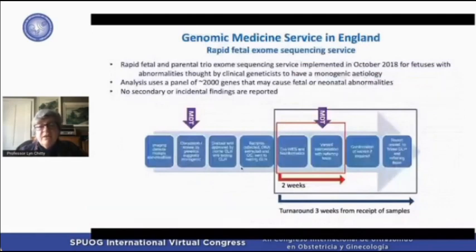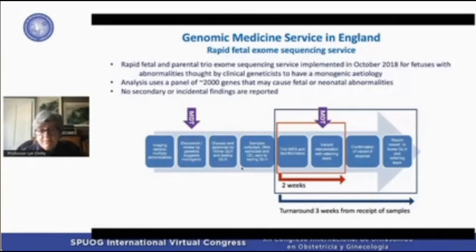However, nonetheless, in the Genomic Medicine Service in England, we have implemented a rapid fetal exome sequencing service. We do rapid fetal and parental trio sequencing, and we implemented the service in October 2018. And we implemented it for fetuses with abnormalities where clinical geneticists thought that the abnormalities were suggestive of a monogenic condition. We use a targeted analysis, so we do the whole exome sequencing, and then we analyse using a panel of about 2,000 genes that may cause fetal or neonatal abnormalities. In this way, we do not report any secondary or incidental findings. So this is the pipeline here.